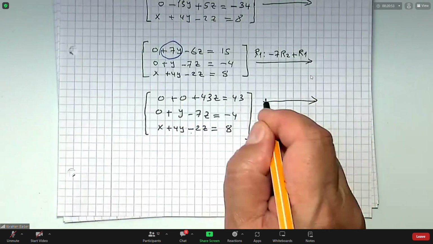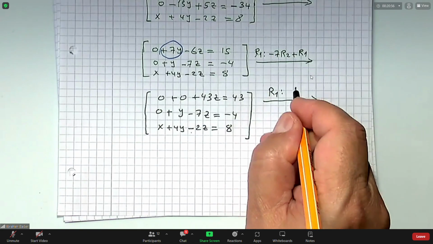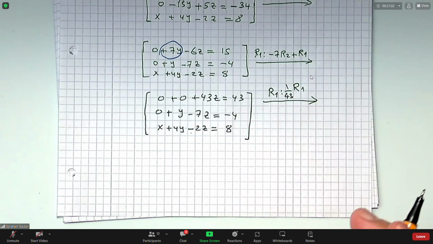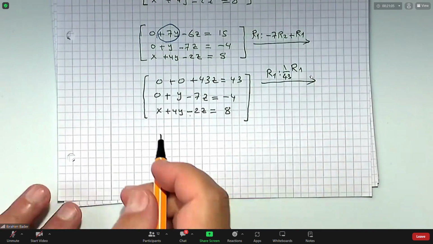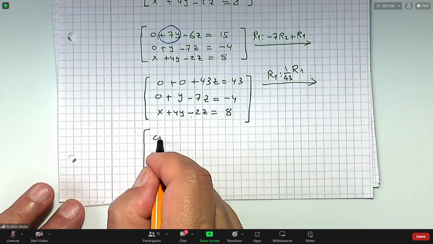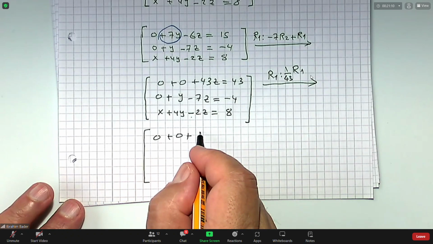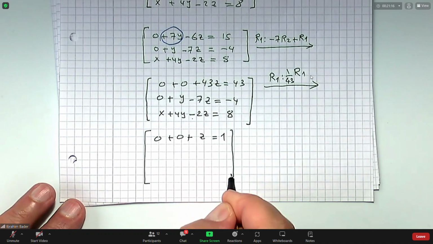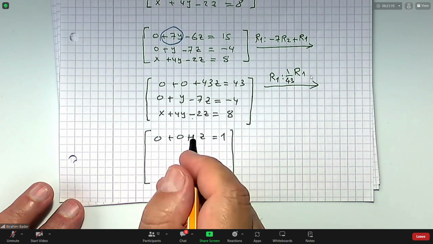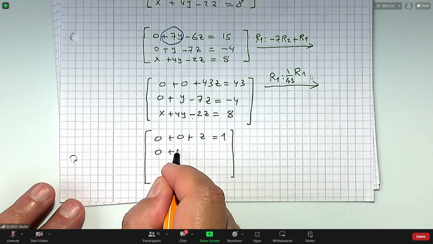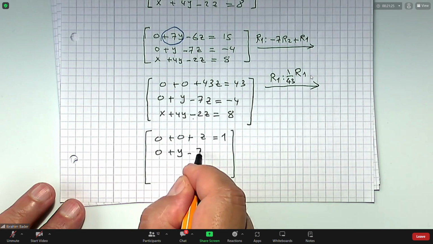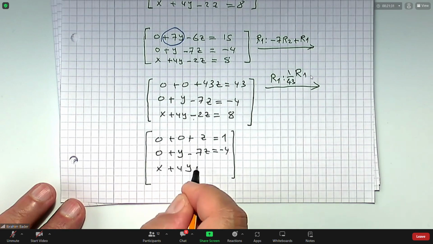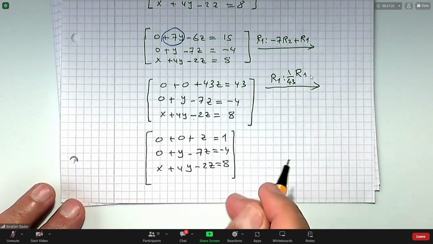I can just divide this one by 43. So I will be getting R1 is now z equals 1. And the rest remains the same. So here I have 0 plus 0 plus y minus 7z equals negative 4. And the last one, x plus 4y minus 2z equals 8.